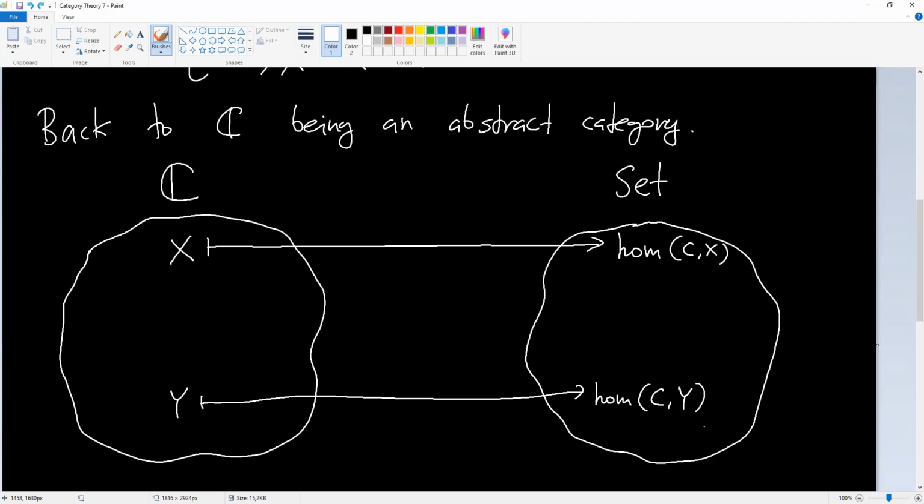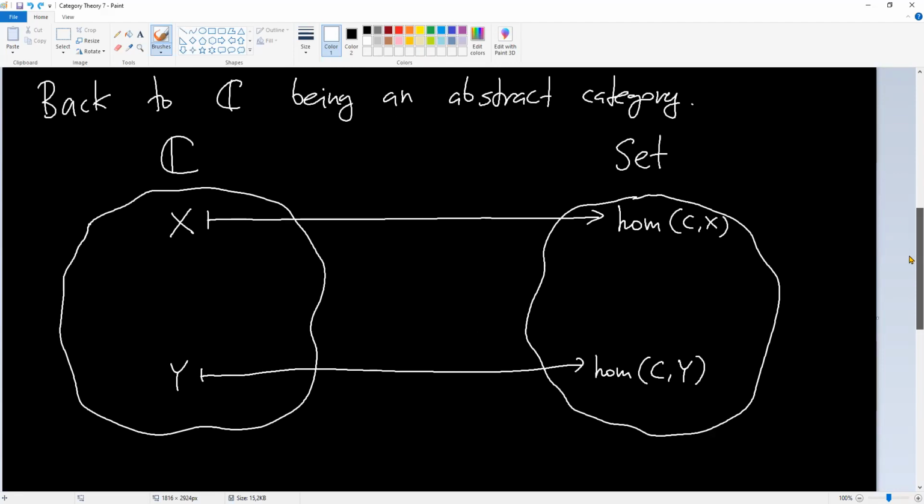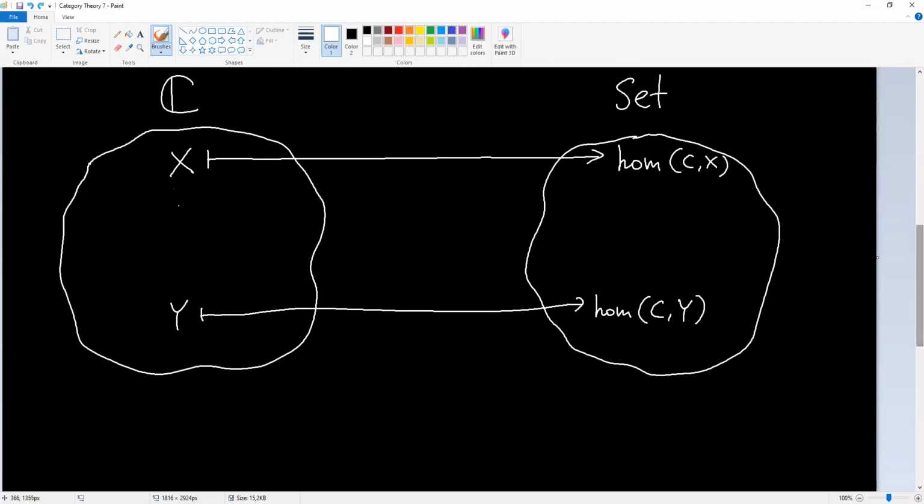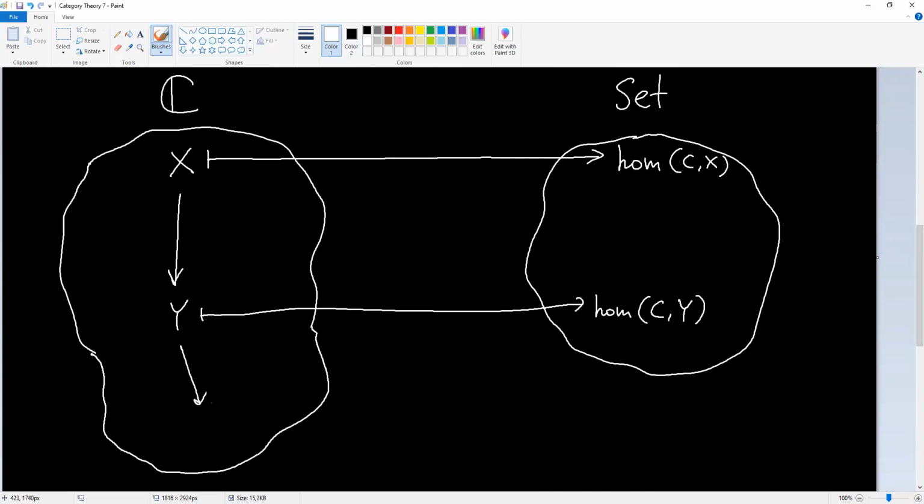We can actually do better than that. We can even turn the arrows between the objects into functions between these sets. I'm now giving myself more space because I'm going to add another arrow as well. F and G. And let's see how these things give rise to functions between the hom sets.